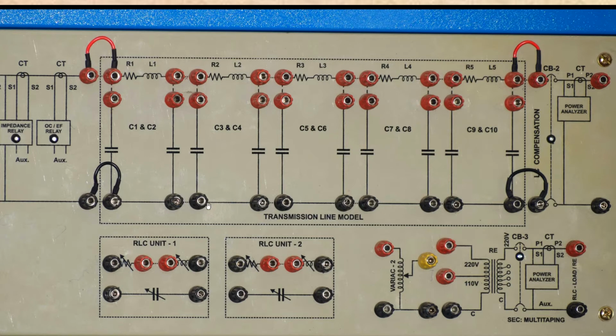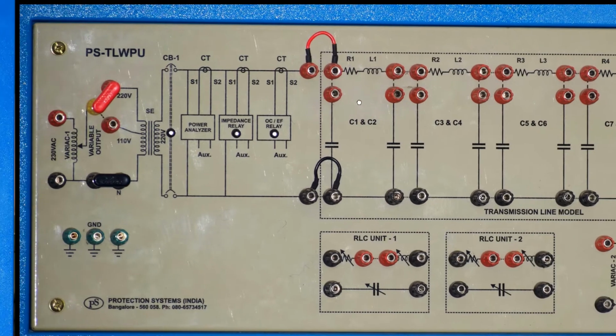This terminal you have to short circuit, also this terminal you have to short circuit, and similarly this terminal also you have to short circuit, this terminal also you have to short circuit. Then these 80 km lines will be connected to make a 400 km transmission line.